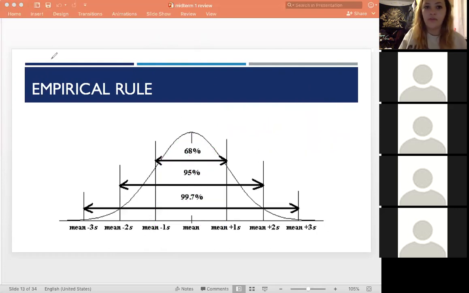2 for 95, 3 for 99.7. Empirical rule. Know it. Love it. Memorize it. Get a tattoo of it.